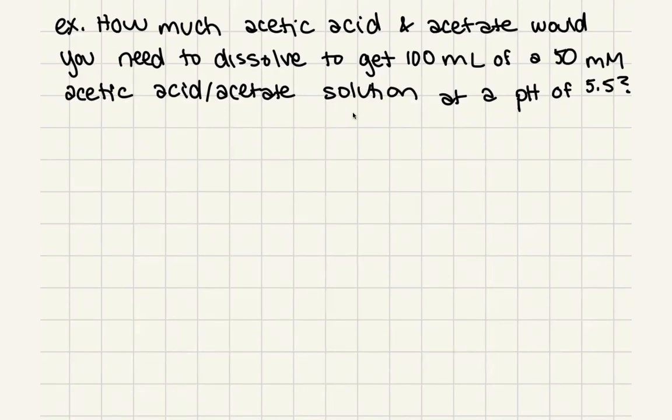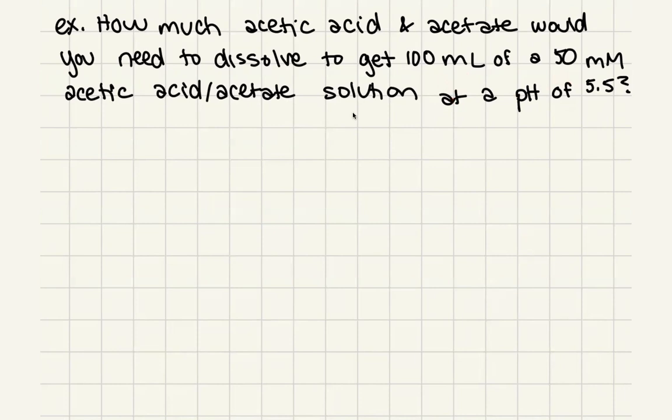How much acetic acid and acetate would you need to dissolve to get 100 milliliters of a 50 millimolar acetic acid/acetate solution at a pH of 5.5? We're going to figure out the molar ratio, use that to figure out the fraction, and then use that to figure out the concentration, which we can then multiply by the volume.